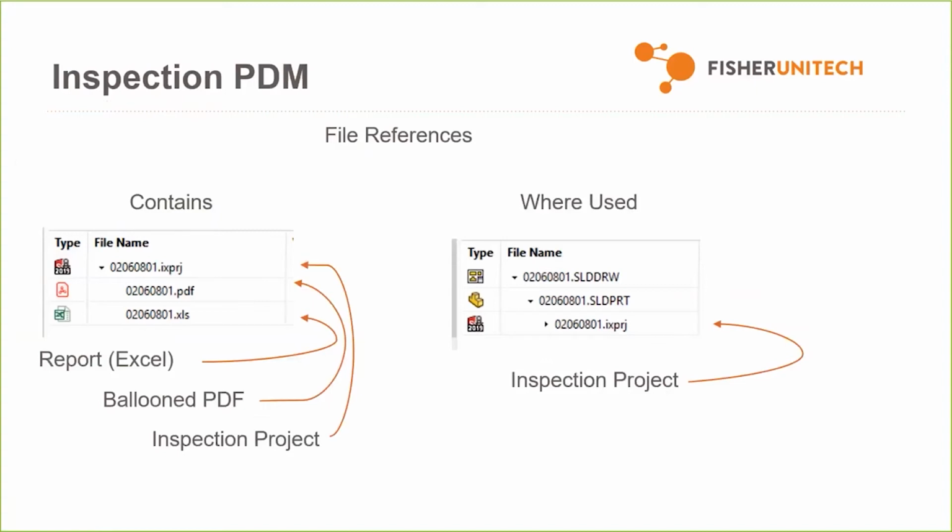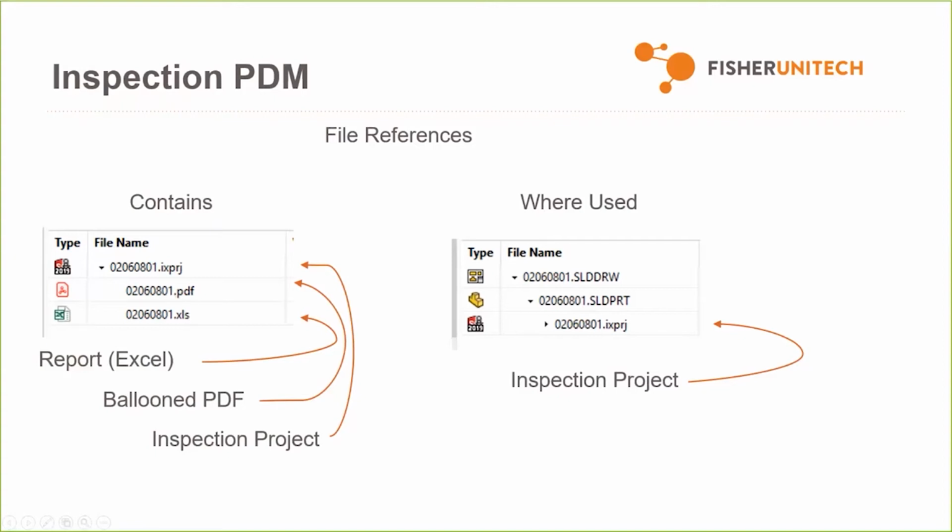So the PowerPoint skills here might need to be upped. But over on the right-hand side are the files we're familiar with. These are the CAD drawing and the CAD part file. The ones you may not be familiar with, the IXPRJ, that's the inspection file. And then the deliverables of the inspection file are the PDF and the inspection spreadsheet. This is how it's actually going to attempt to work.